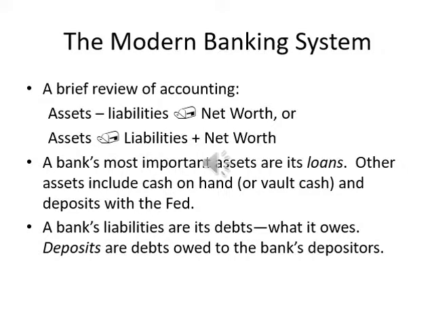The modern banking system. A brief review of accounting. Assets and liabilities and net worth. A bank's most important assets are its loans. Other assets include cash on hand, or vault cash, and deposits with the Fed. A bank's liabilities are its debts, what it owes. Deposits are debts owed to the bank's depositors.